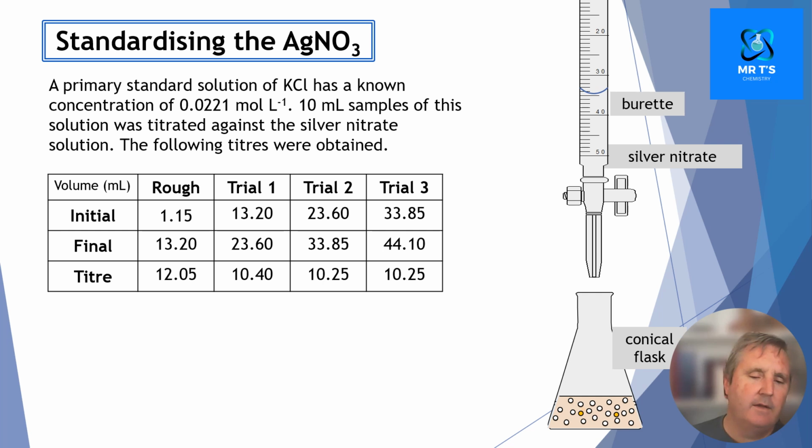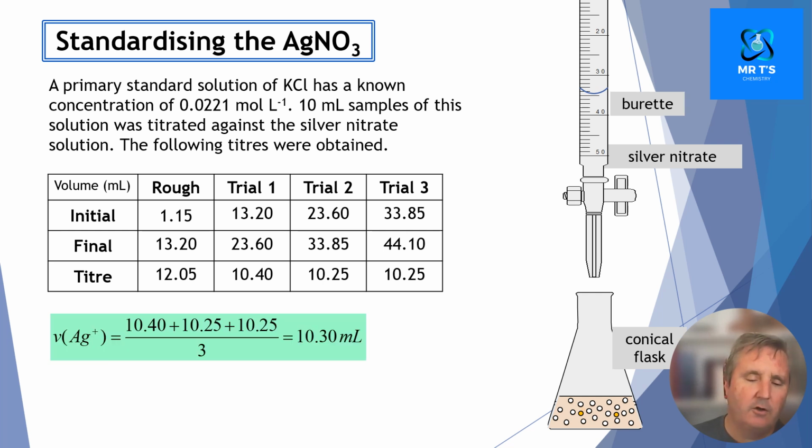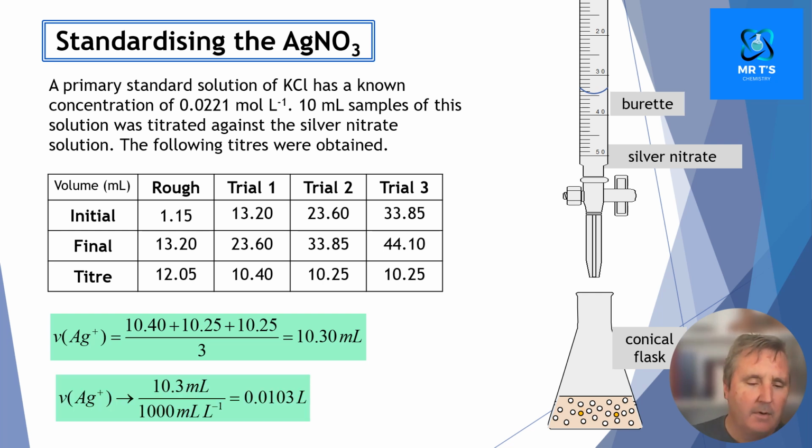I'm then going to take these 3 and average them to get the average volume that I added of silver nitrate to completely react with my chloride ions. So the average volume of silver ions to react with my chloride ions is 10.3 milliliters if I add these 3 numbers and divide by 3. Then I need to ensure that I change this number into liters for my calculation. To do that, I take my number in milliliters and divide by 1,000 milliliters per liter. When we cancel off the units, we end up with 0.0103 liters. So now I've worked out the volume of silver ions I used.